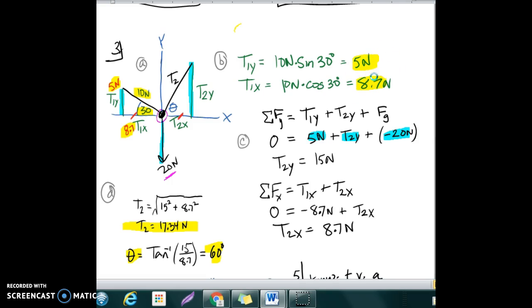And since this object is not moving, the forces are balanced, so that means this force must equal that force horizontally. Those are the only two forces. And this 5 Newton force plus this force must balance out the 20 newtons. And so here's the calculation to figure out that T2y is 15 newtons right there.